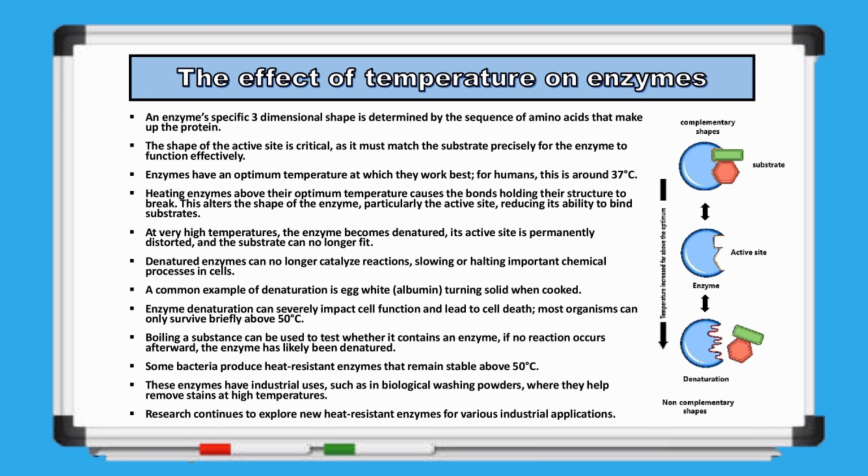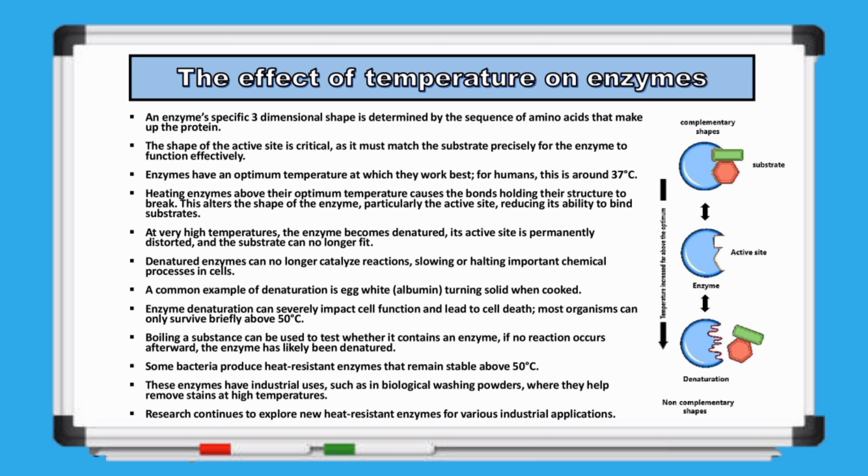If the temperature keeps rising, the enzyme becomes denatured. That means the active site is permanently damaged and the substrate can't bind at all. Once an enzyme is denatured, it can't catalyze reactions anymore, which can seriously slow down or even stop important processes in the cell. A simple example of this is when you cook an egg.